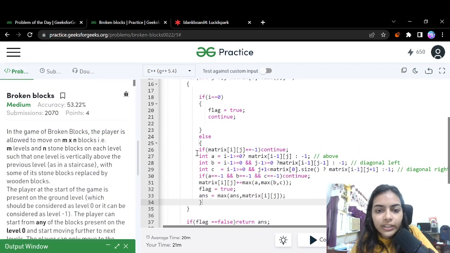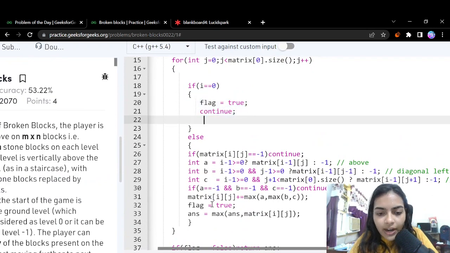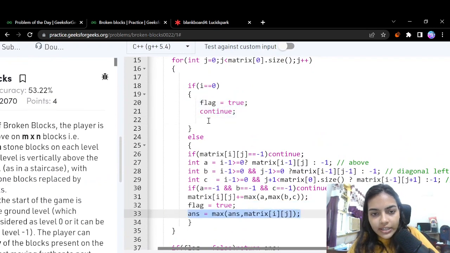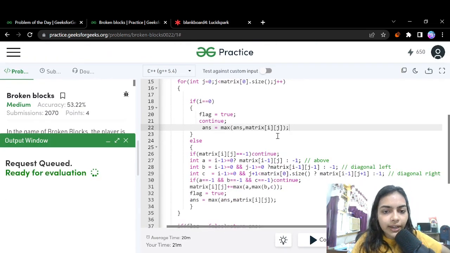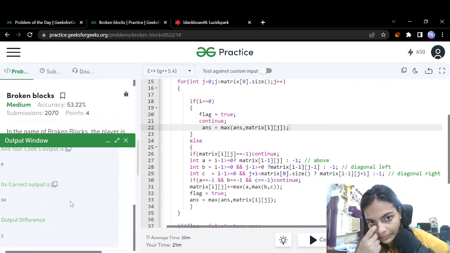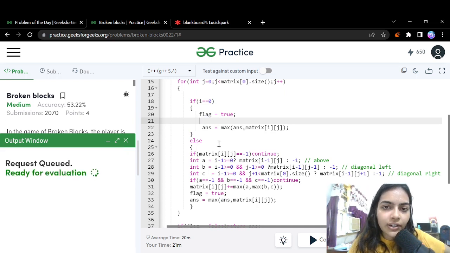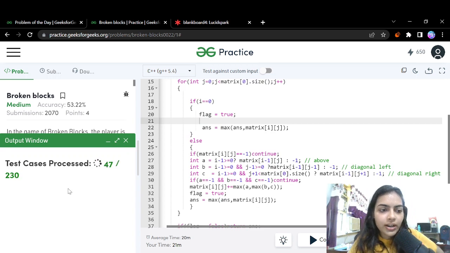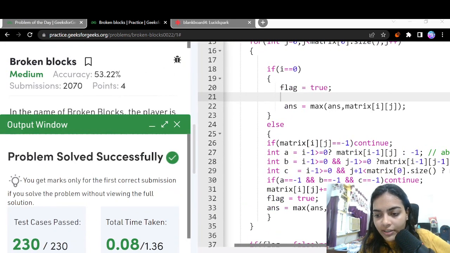Okay, there's just one more thing. In the first row, I am also updating the flag, and in the first row also I will have to give the same statement: answer is equal to max of answer comma matrix of ij, because sometimes from the first row you can get the answer. Okay, I've given the continue statement first. I should not give the continue statement, because answer is not updating if I give the continue statement. It's fine now. Let's run and see. So it's working for all the test cases. Thank you for being patient and listening.